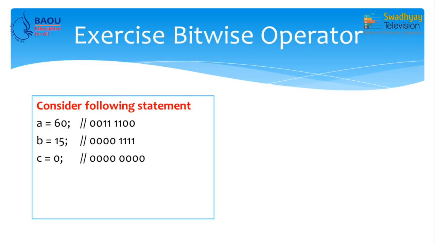Next, we understand the bitwise operators with a particular example. Suppose we have A is equal to 60. In the comment you can see its binary equivalent. In B we have 15, and you can see its binary equivalent also, and inside C we have initialized 0. Now, we want to discuss what will happen when we perform bitwise operations on A and B and store the value inside C.